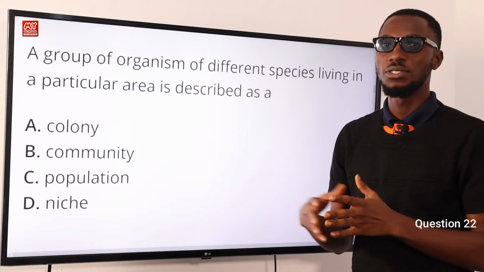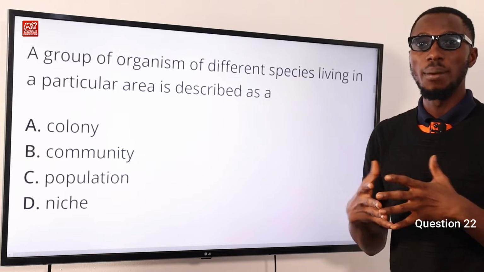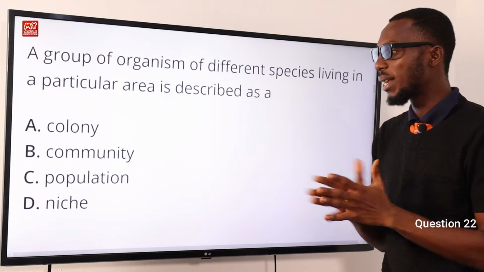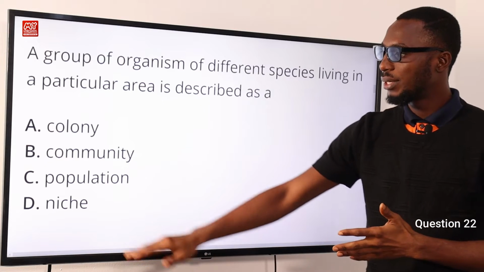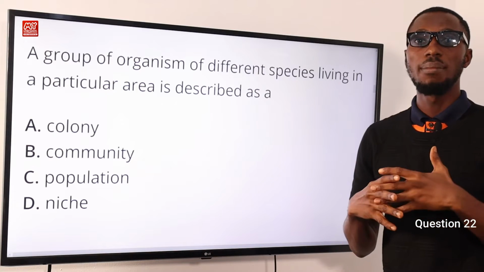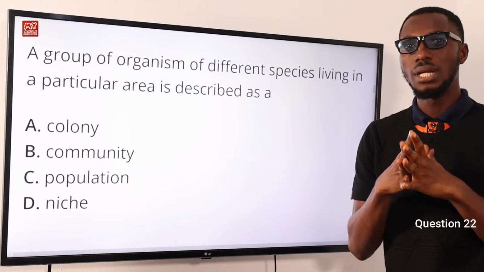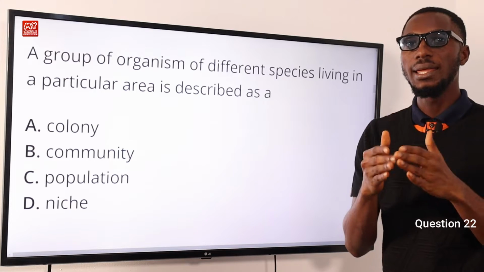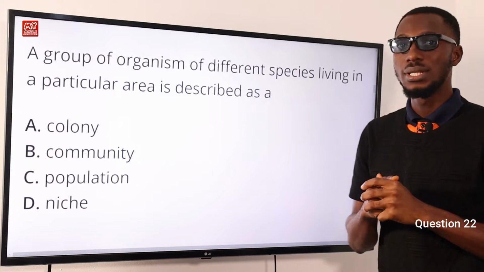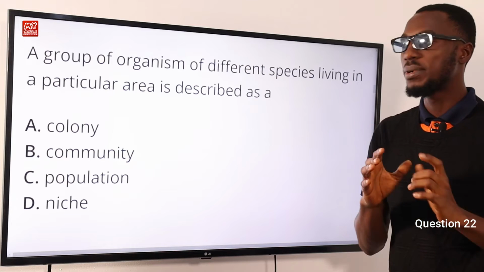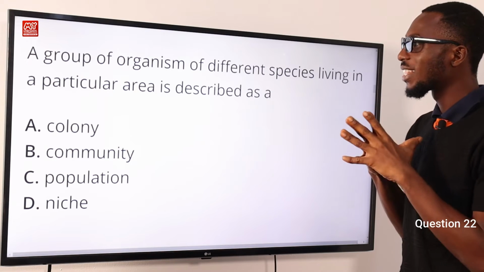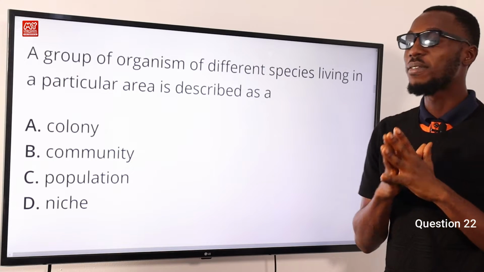Population is just the number of a particular species in a particular place at a particular time. When you talk about niche, niche talks about the role and position that an organism occupies in a particular ecosystem or in a particular environment, to be precise. So the correct answer to this question is option B for community.